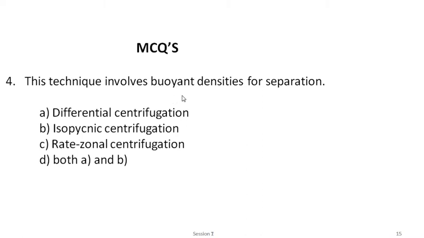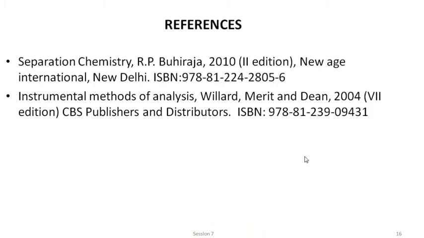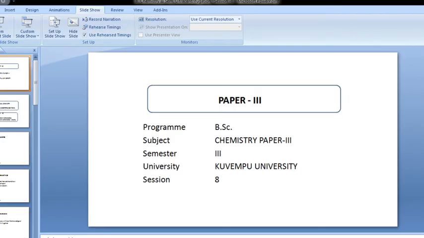This technique involves buoyant densities for separation. Which is that? Differential centrifugation, isopycnic centrifugation, rate zonal centrifugation, or both A and B? What do you think? Yes, the answer is isopycnic centrifugation. Okay, so these are the references for session 7. Now we shall move on to session 8.